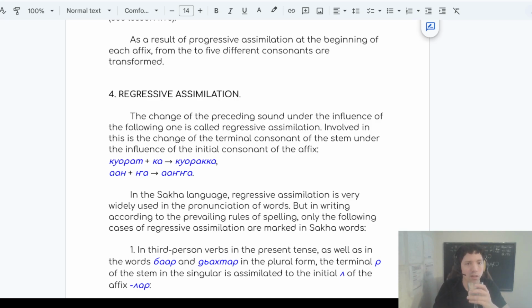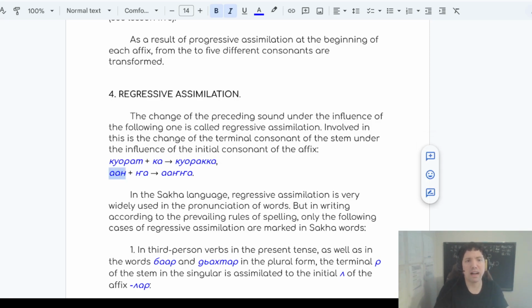All right, regressive assimilation is the opposite. So you add an ending. The beginning of the ending doesn't change, but the last letter of what you're adding the ending to does change. So, for instance, Kurat, from Kurat in Russian meaning city, you add ka, and you change the t to a k, so you have Kuraka instead of Kuratka, which would be hard to say, and if you say it fast, it would end up being Kuraka anyway.